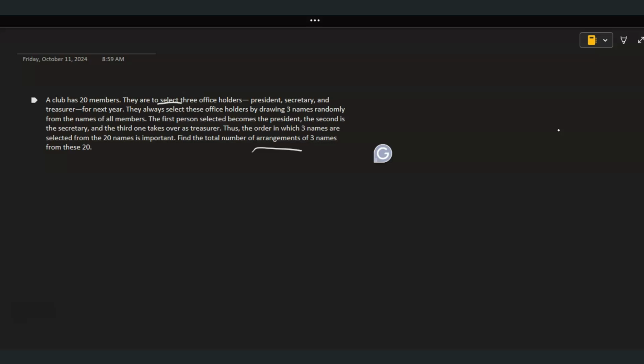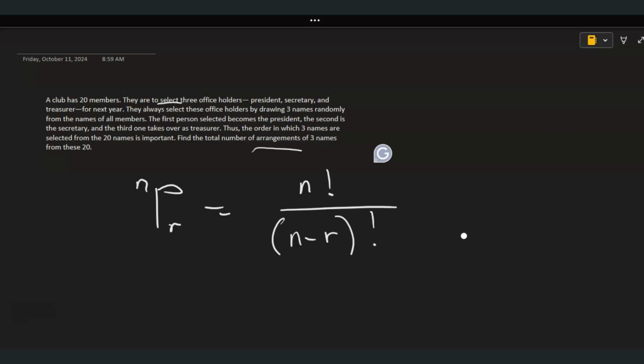Now, what is the formula for permutation? How do you calculate permutations? The actual word permutation, you have P, you have n on top, and r there, is equal to n factorial divided by open brackets n minus r close brackets factorial. This is the formula for permutation. Now, n is the total number from where you are selecting.